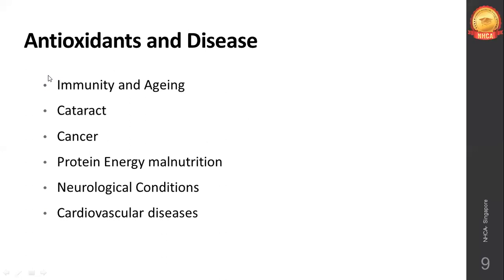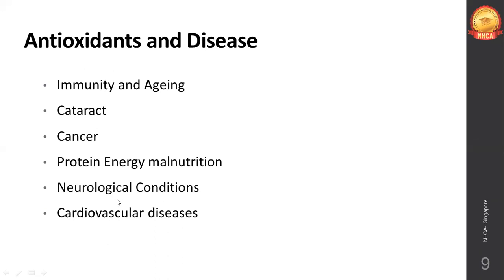Because when the majority of the protein energy malnutrition children were tested, the serum plasma copper levels were drastically reduced in all these kids. So there is an association between deficiency of copper and protein energy malnutrition.